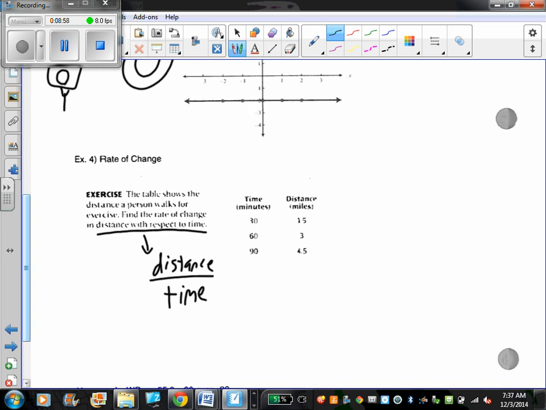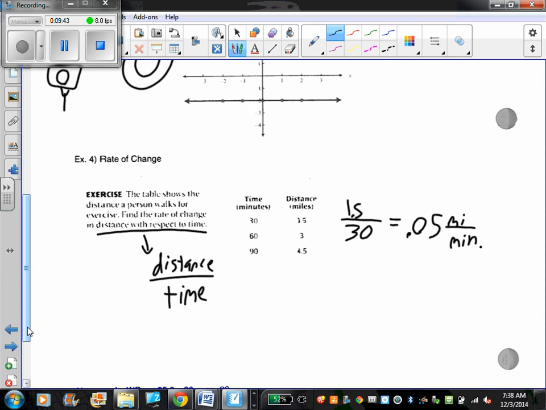So if we go 1.5 miles in 30 minutes, well, we just have to calculate that. 1.5 divided by 30, and you can use your calculator for this, and you'll be good then. But you should be getting, let's see, 0.05, and that would be 0.05 miles per minute.